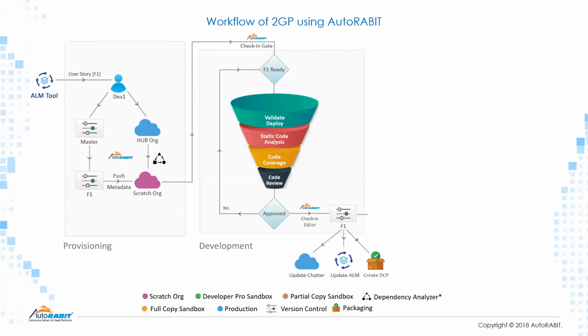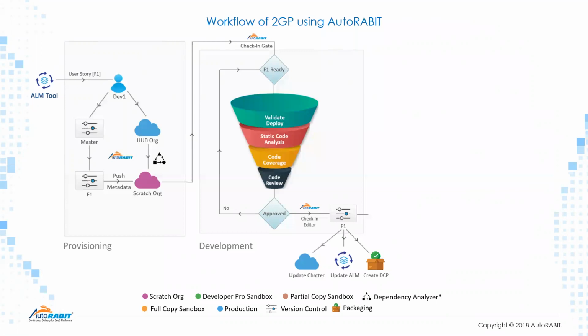So at the same time, you can update multiple areas. Like, you can update your ALM user story saying that the particular check-in is done, for the Scrum Master to know that a particular user story is now ready to move into QA or into the integration line. The chatter is updated so that all the stakeholders of that release are updated, saying that a particular developer has delivered on what he was supposed to do.